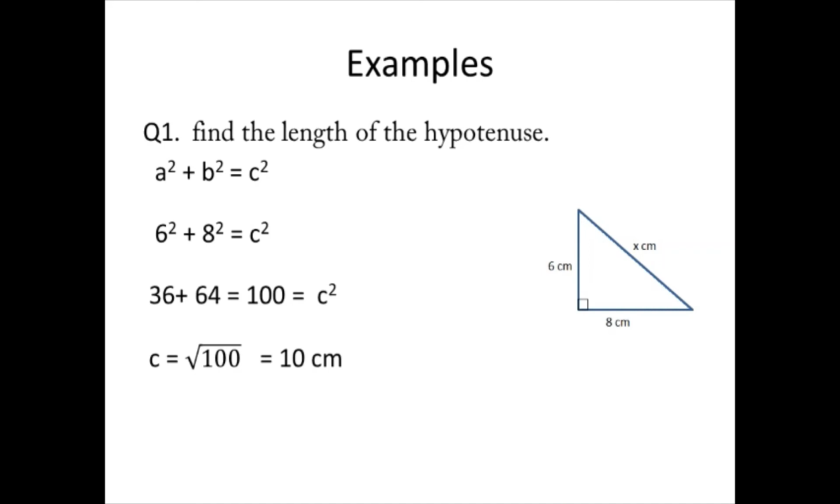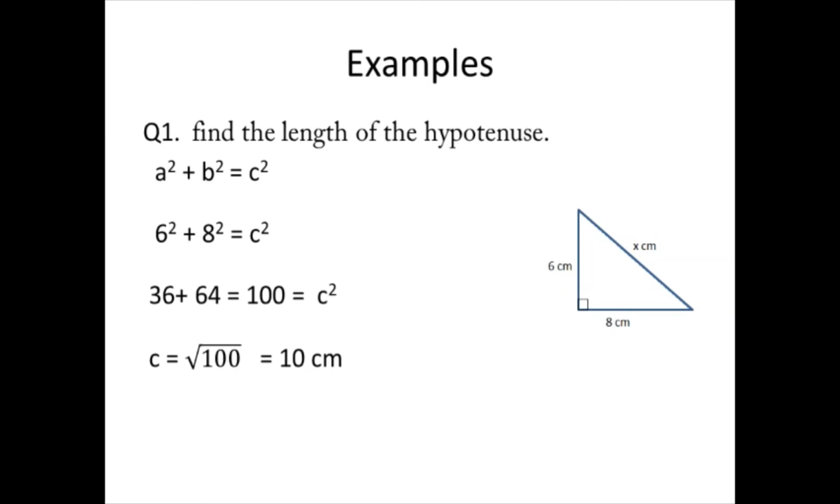What is this? It is equal to c square. But we need to find the value of c, in centimeter. So what is c here? To find c, we have to take the square root. So the square root of 100 is equal to 10 centimeter. Okay, so the hypotenuse is 10 centimeter. That is the longest side, as I said.